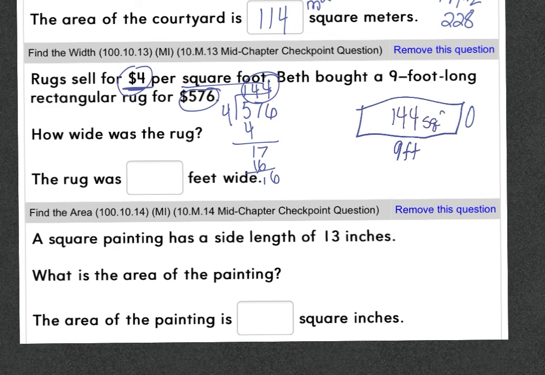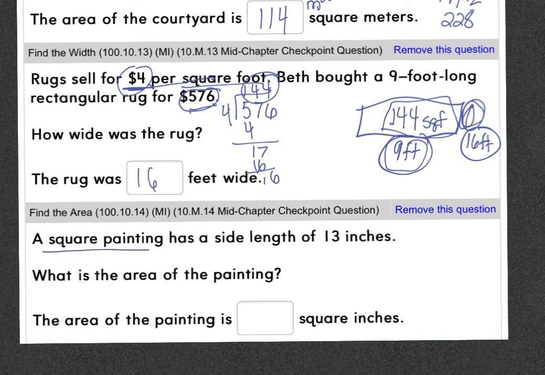So knowing that, we know this side is 9, what does 9 multiply to get 144? Well, I can find that out by dividing 144 by 9 to give me that amount. So that's 16 feet. And I can check my math. 16 feet times 9 feet gives me the 144 square feet. If I take 144 square feet and I multiply it times the $4 per square foot, I get 576. So the rug was 16 feet wide.